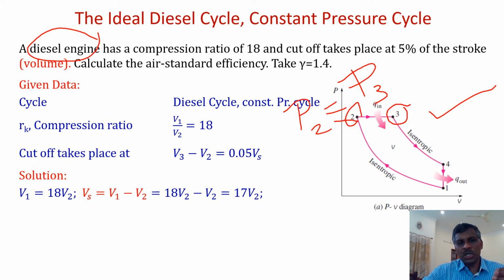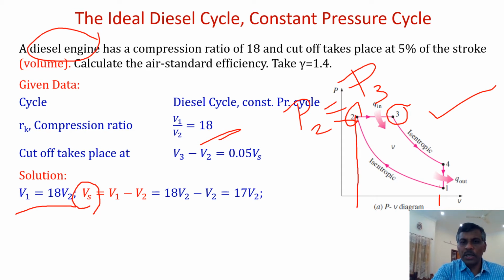V1 by V2 equal to 18. So V1 you can write in terms of V2 as 18 V2, just cross multiplication here. And now let us put what is stroke volume. What is stroke volume? Stroke volume is because it moves from V1 to V2. V1 to V2 is a stroke volume. So V1 minus V2 is stroke volume. Okay, V1 minus V2 is stroke volume.